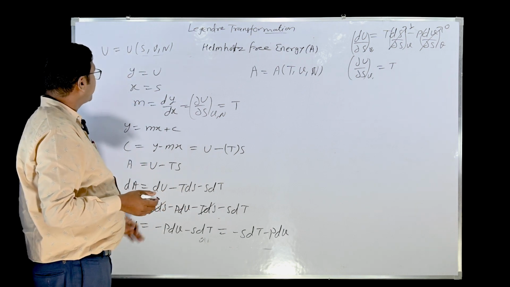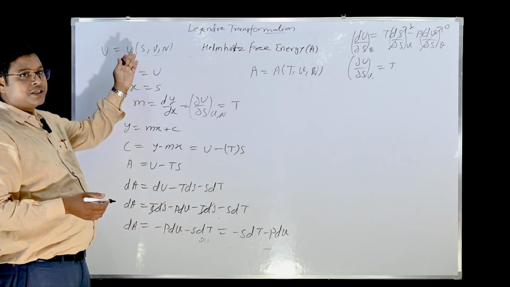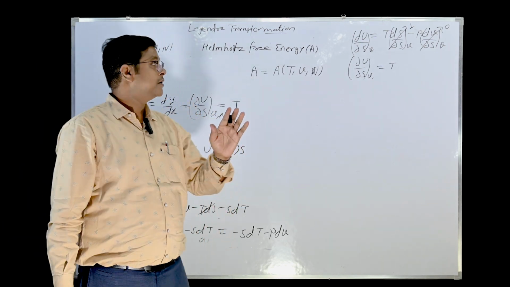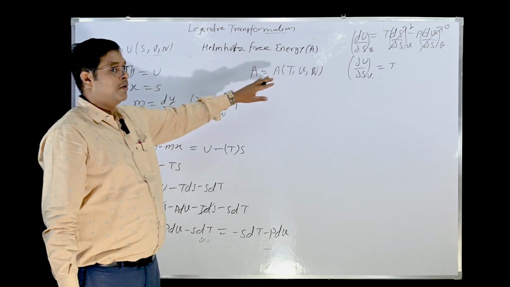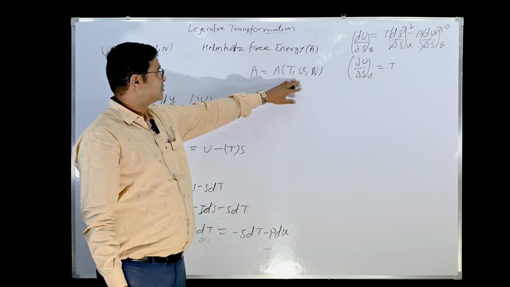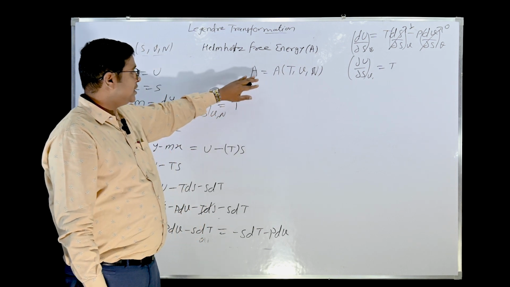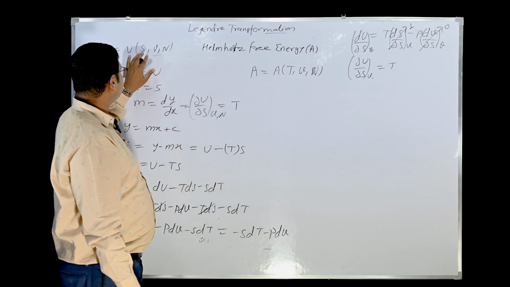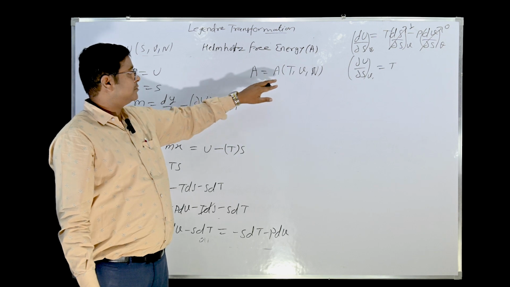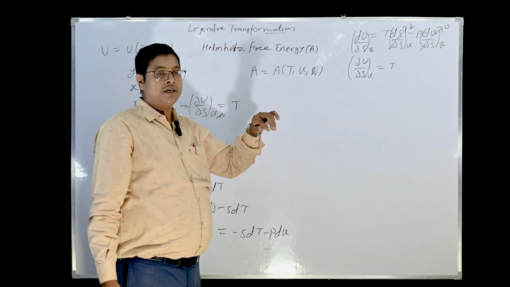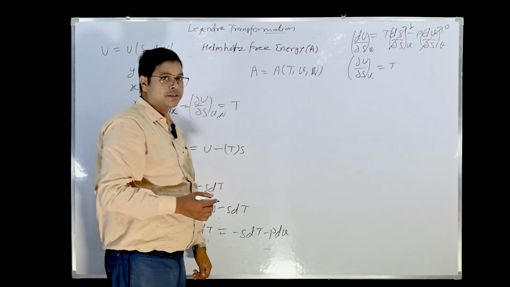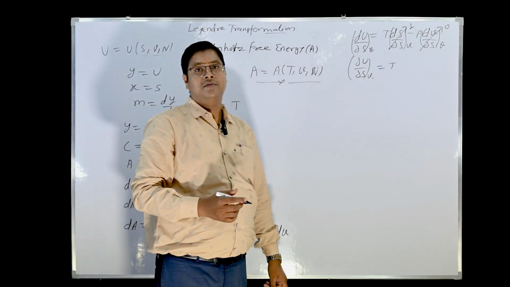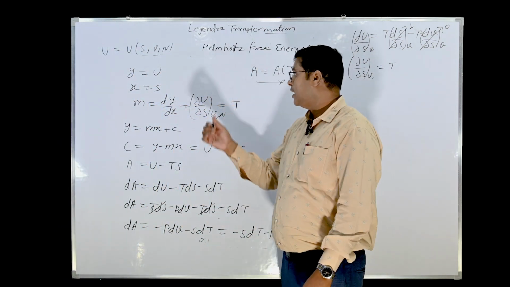So here we can see the same energy representation when I change this non-measurable property, because entropy we cannot measure directly. So this entropy is replaced in the form of temperature, and when I change this property, that energy is called the Helmholtz free energy. So this is another application of Legendre transformation to determine the Helmholtz free energy.